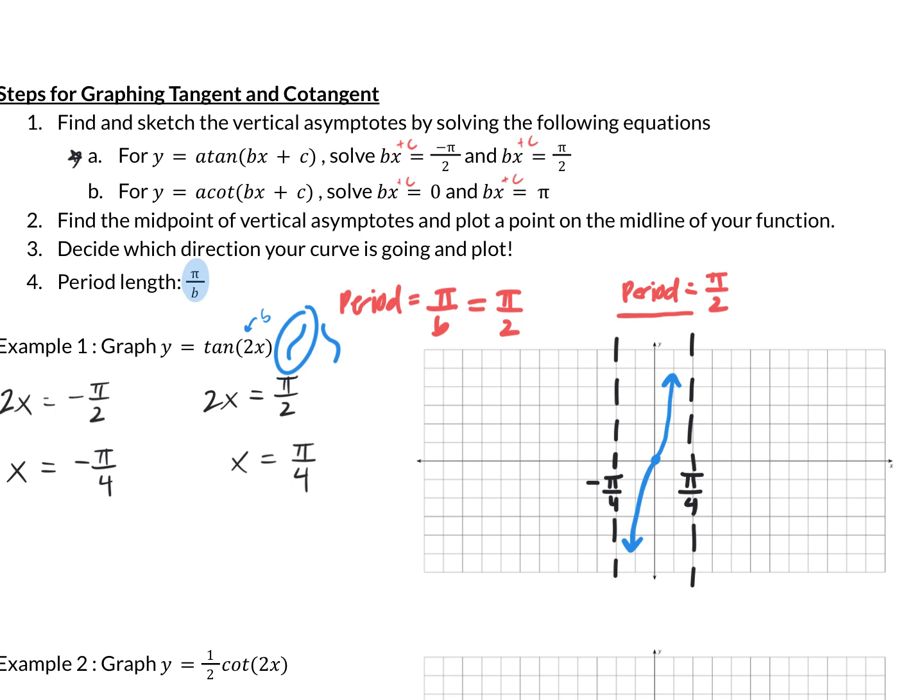Unless it said to graph 2 periods, I could either go to the left or go to the right, but I would need to graph one more period if it said to do so. And I would make this distance pi over 2 in between there, which would make this, let's see, this would be 2 pi over 4. So that would be 3 pi over 4 for my next vertical asymptote. And I could draw my point in between there and just sketch my graph. Okay. So that's 2 periods long if it said that it needed to be that distance. Okay. Questions on that?